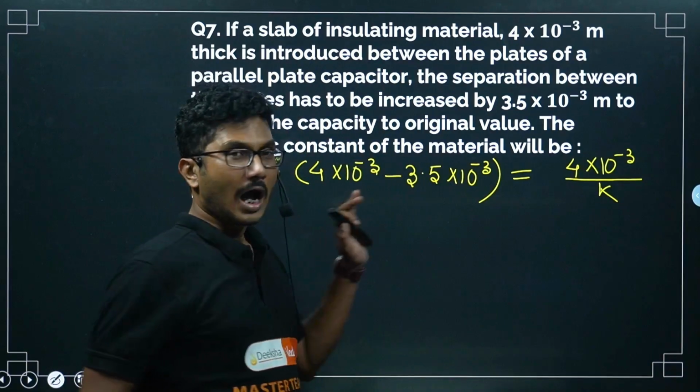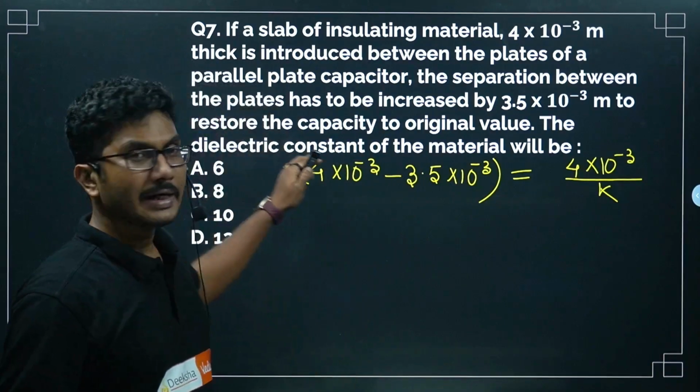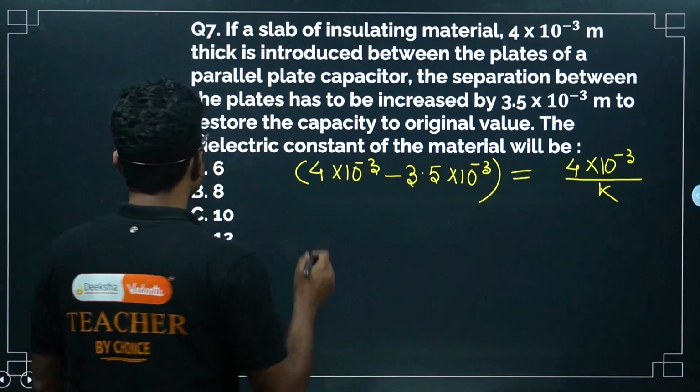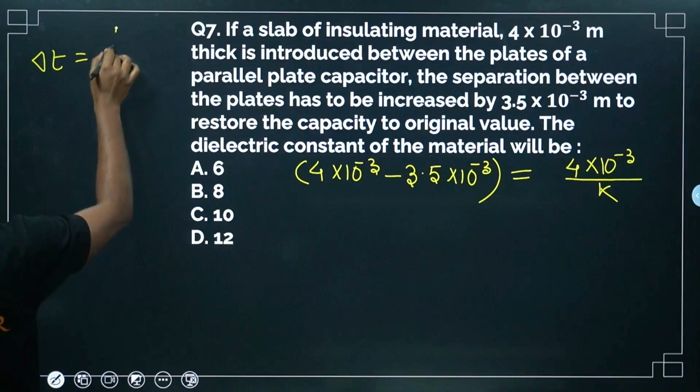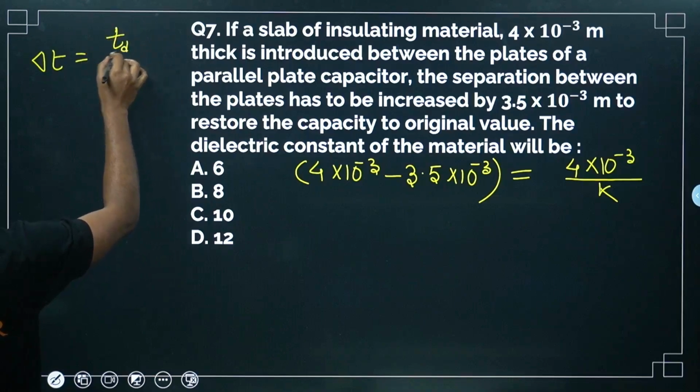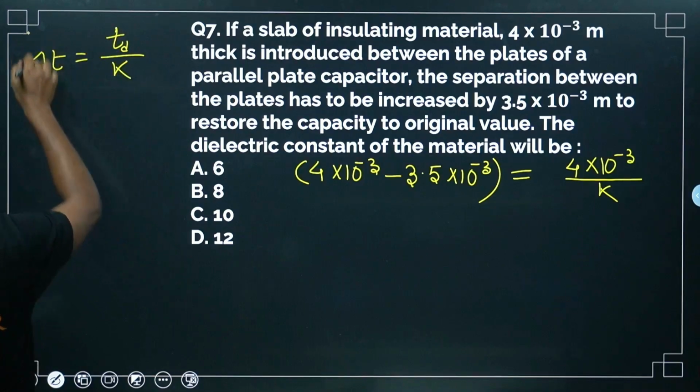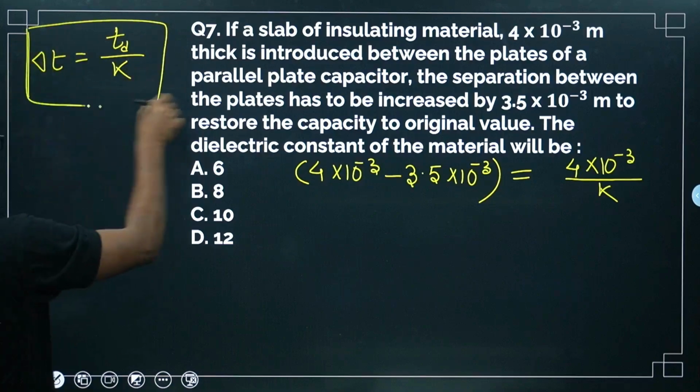Now this is the formula to calculate directly for this kind of questions. If you want to know how this formula came, I can explain it, but this is the shortcut method. You should remember that delta T, that is the change in the thickness, is the thickness of the dielectric divided by K. If you remember this formula, your life will be easy.